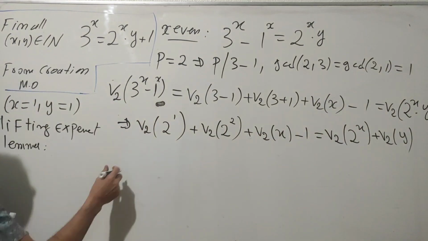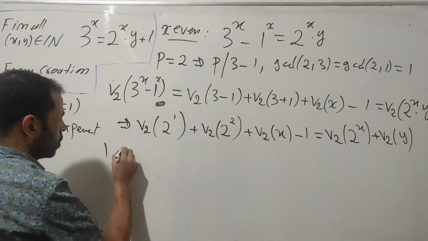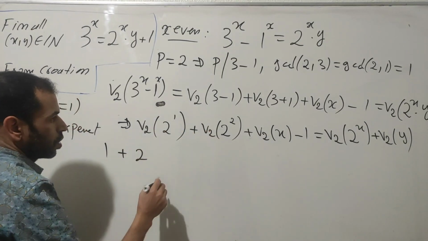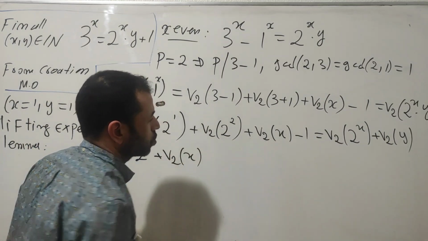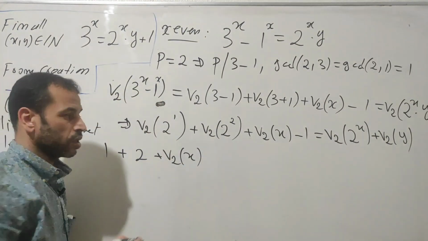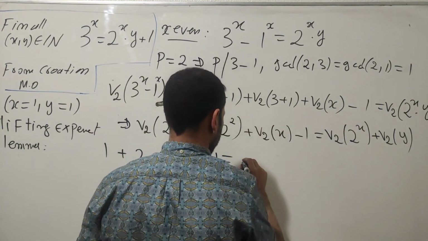Now let's analyze this one. So I get this one equals 1 because of the exponent. This one equals 2, plus, I'm going to leave this one as it is because we don't know this one yet, minus number 1, which equals, I'm going to take the exponent of this one, which is x.